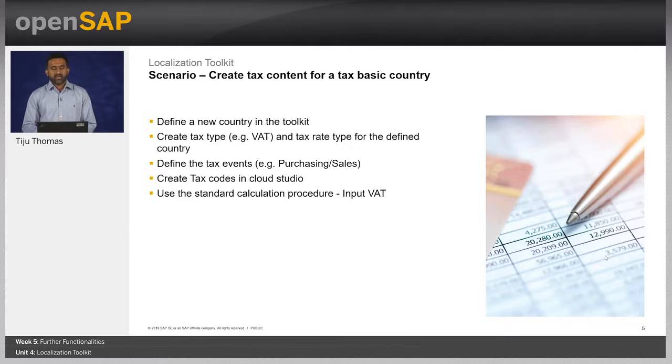Now let us see today as part of the demo what is the scenario that we would like to cover. We are trying to define a new country in the toolkit, create tax type and tax rate type for the defined country, define the tax events, and create the tax codes in the studio, and we are going to use the standard calculation procedure of input VAT. So let us jump into the system and see how this works in the Cloud Studio.